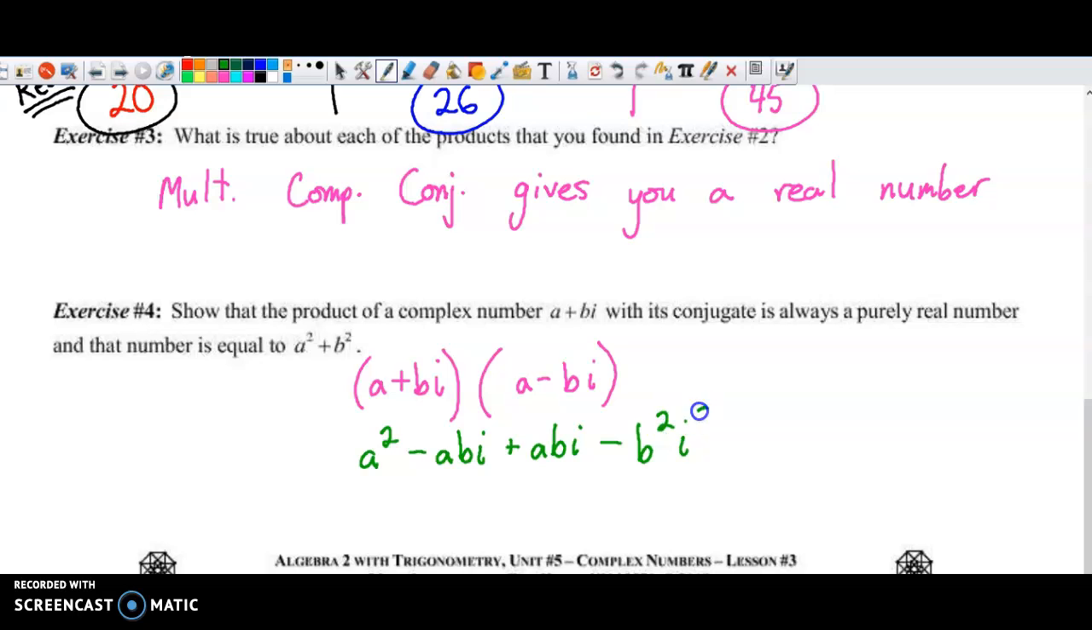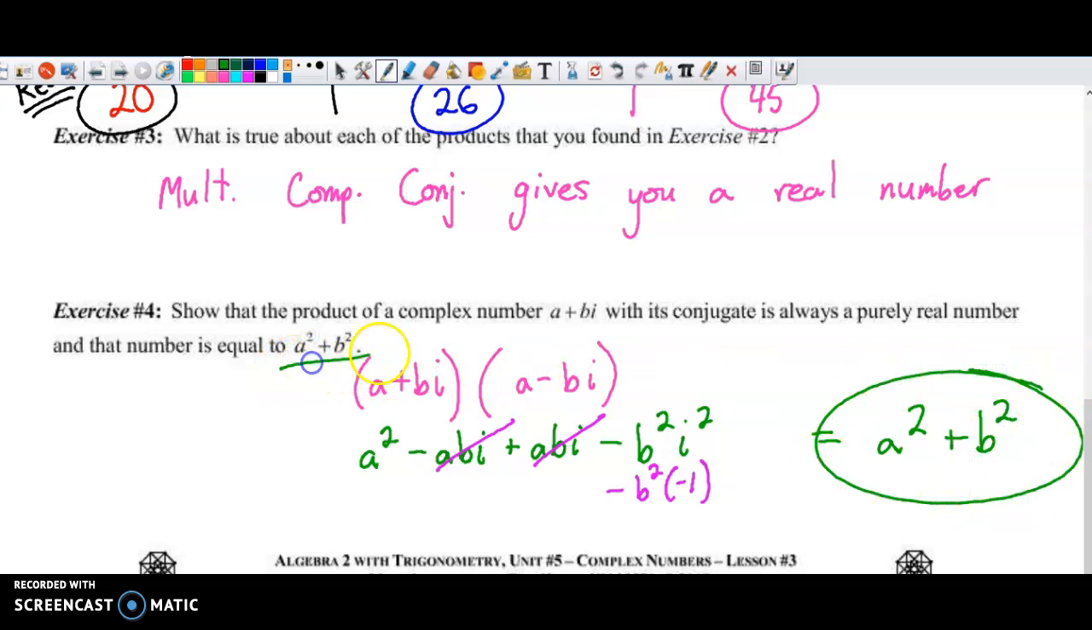B squared i squared. And I think you can see, I hope you understand, that those middle pieces cancel. So this is the same thing as negative b squared times negative 1. Well, negative times a negative is positive. So we do end up with a squared plus b squared, which is exactly what they said it was going to be.